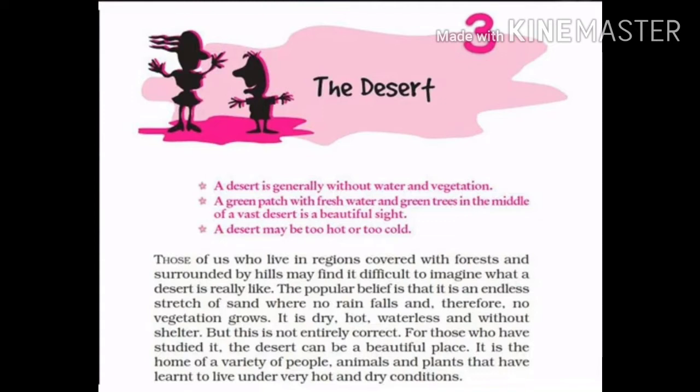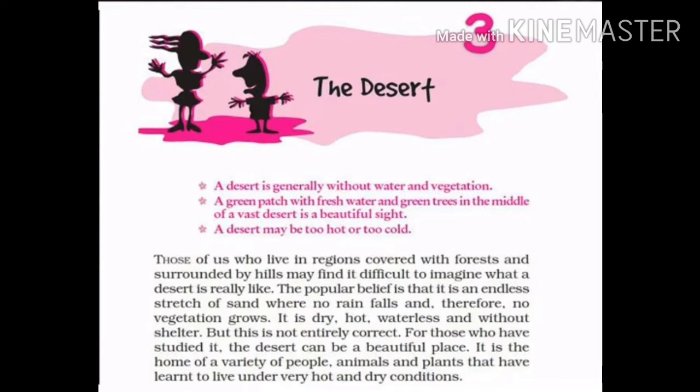For those who have studied it, the desert can be a beautiful place. It is the home of a variety of people, animals and plants that have learned to live under very hot and dry conditions. Children, what is the general belief? The general belief is that a desert is very hot and dry and waterless and there cannot be any shelter. Right? Shelter means a living place or a place where you can keep yourself safe.